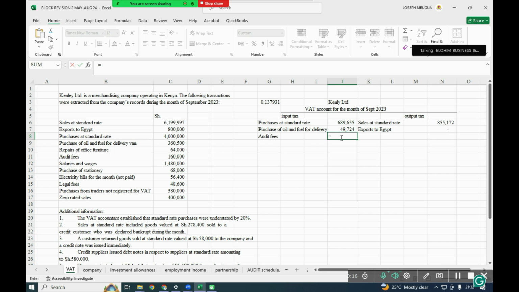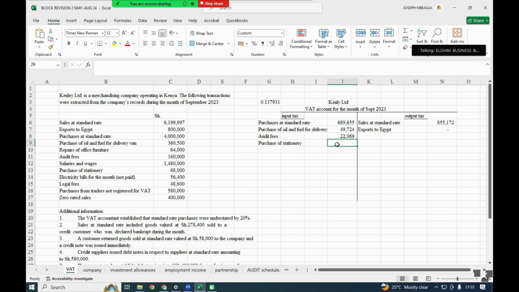So for the audit fee, we multiply by this one. Then the salaries are not vatable, so we don't have salaries. We don't charge VAT on salaries, but salaries are charged PAYE. PAYE is on salaries, but not VAT. So don't include that under the VAT because they are not vatable. So we have the stationery, purchase of stationery here, multiplied by the VAT.